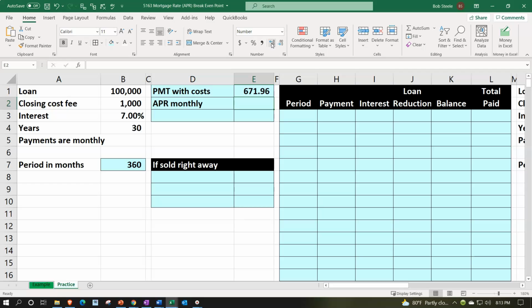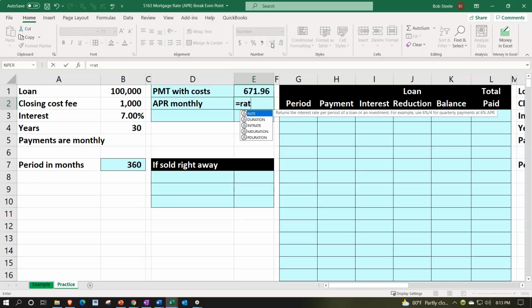So then we have the monthly APR calculation. We're going to do this using our RATE function, which is going to be equal to the RATE, Shift 9. We're going to pick up the number of periods, which once again will be 360, comma. The payment is what we just calculated above in cell E1, and that needs to be negative, by the way. It needs to be the negative of that calculation we had in E1, comma, and then the present value, and this is where the trick component is here.